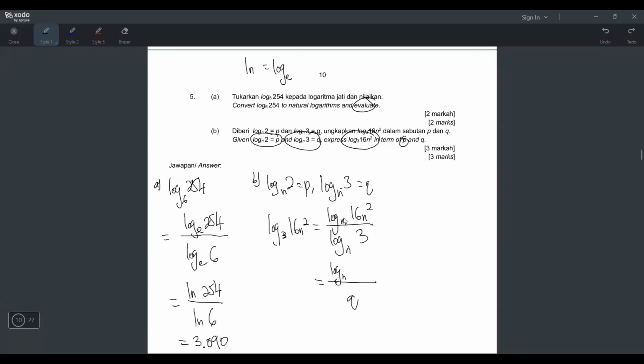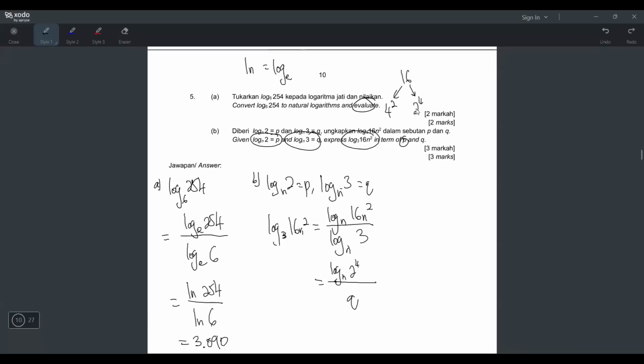Okay, since your base is already the same, already base n, but tell me what about 16? Okay, 16, you can change to base 2, and it's 2 power 4. But why do I change to base 2? Why not change to base 4? Because 16 is also 4 power 2, right?